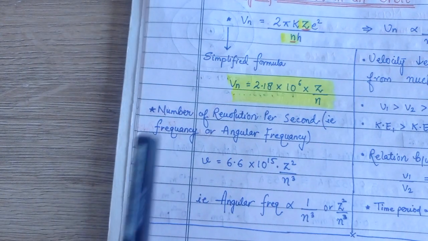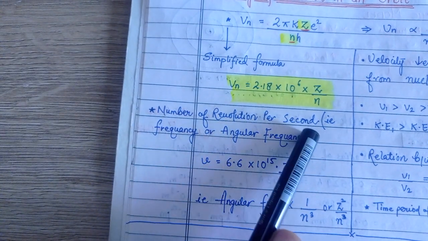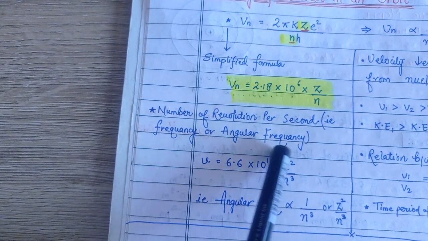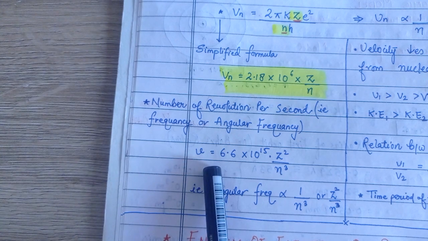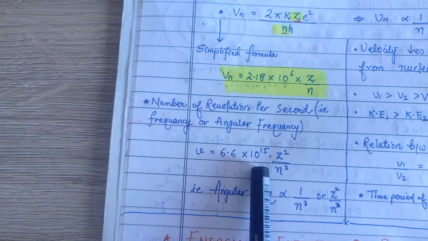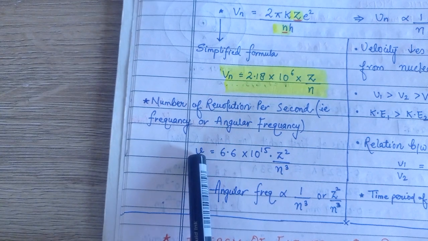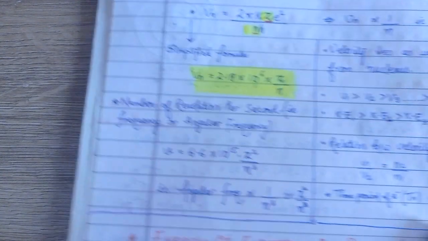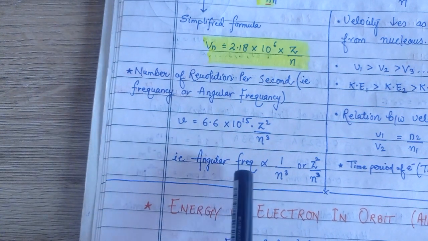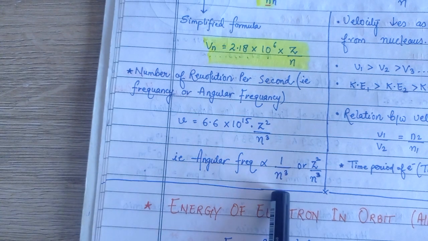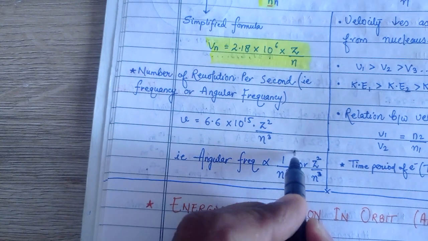And the last concept, although it is very rare, the number of revolutions per second, that is the frequency or the angular frequency, is calculated by ν = 6.6 × 10^15 × Z square upon n cube. And here the time period is n cube upon Z square, the opposite. And my dear student, angular frequency is proportional to 1 upon n cube.